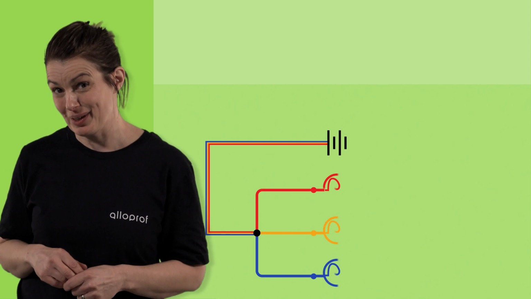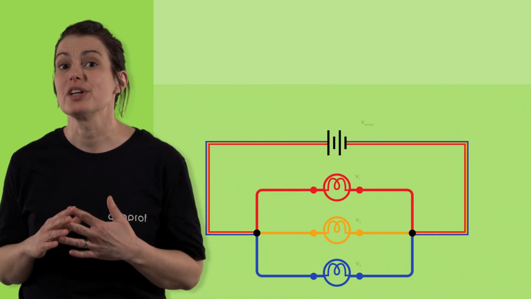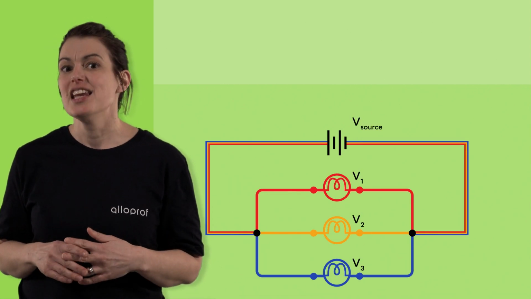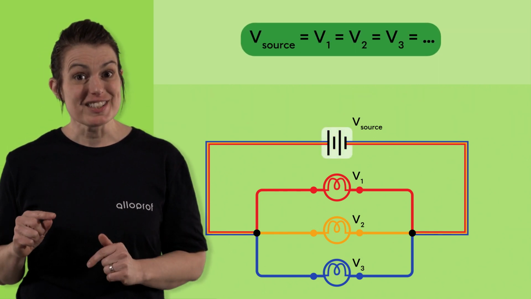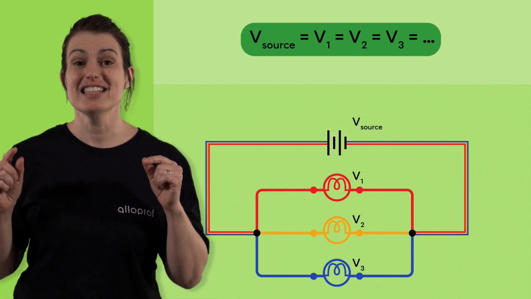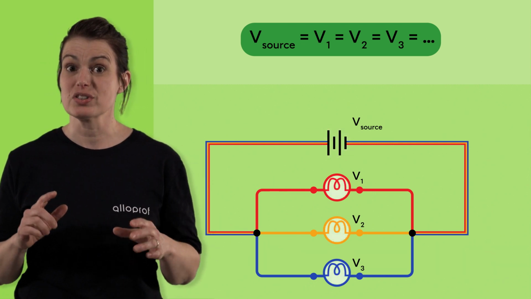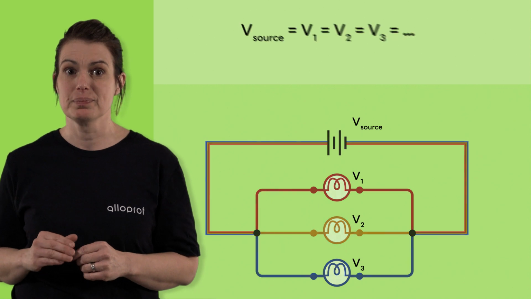In a parallel circuit, there are multiple loops since the current can take different paths. Each loop is connected directly to the power source. The potential difference at the terminals of the power source is identical to the potential difference at the terminals of each component in a parallel circuit.